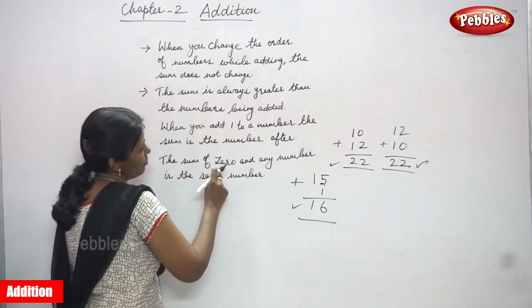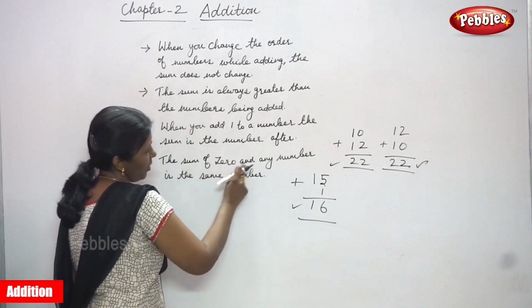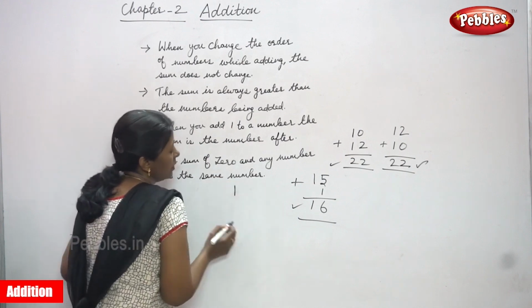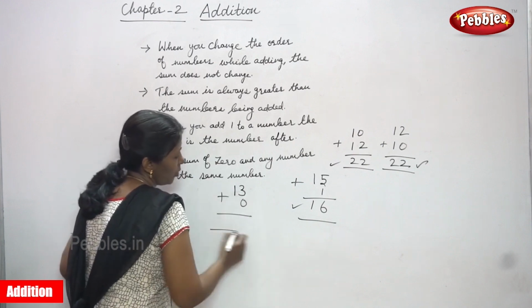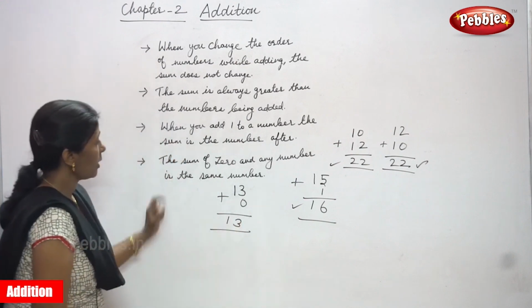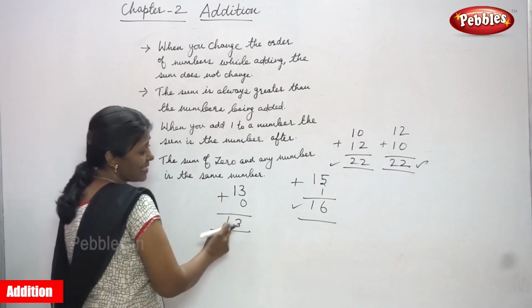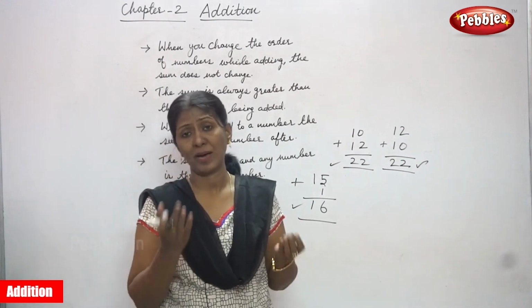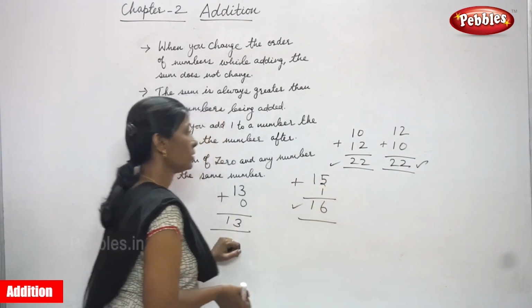The next is, the sum of 0 and any number is the same number. For example, 13. I'm going to add 0. So we get 3 plus 0, 3, and 1. The answer is 13. So the sum of 0 and any number is the same number. Any number you take, add 0, you get the same number. That is the meaning of the rule.